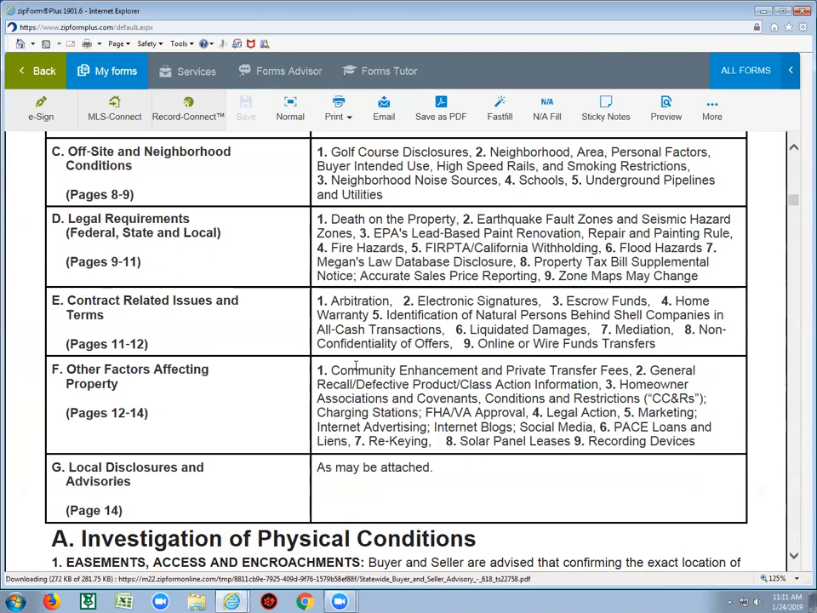Earthquake fault zone and seismic hazard zone. Those are why we order the NHD. We don't want the seller to disclose that because we'd rather use the other party.